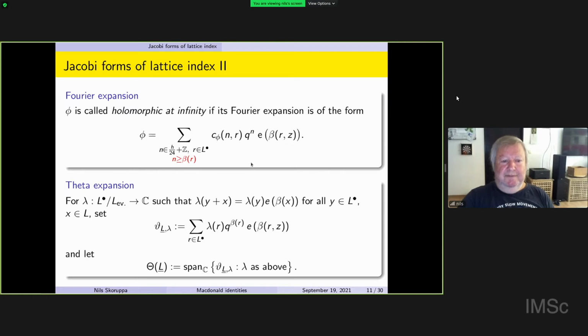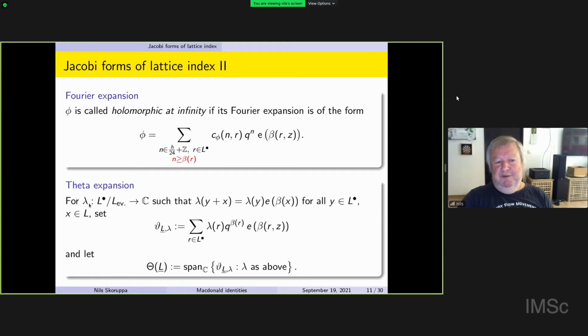And then there is something that I need here, namely the theta expansion. So say for the moment that the lattice L would be even. So then this L dot here is just the dual lattice. And then I have here L dual mod the lattice L, L sharp mod L. So it's a finite group that you have here, so a finite set.